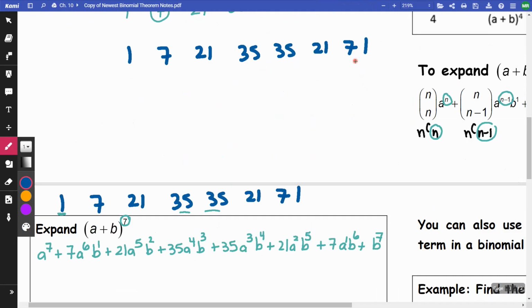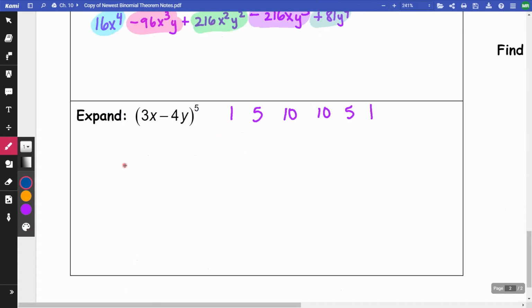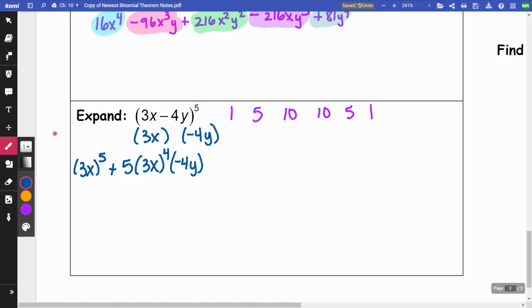Okay. Now, in this case, I'm going to be dealing with a 3x, and I'm going to be dealing with a negative 4y each time. Okay. So I'm going to be starting with my 3x to the power 5. Now, plus, and I'm going to have 5 times my 3x to the fourth, and my negative 4y to the first, because 4 plus 1 is 5.